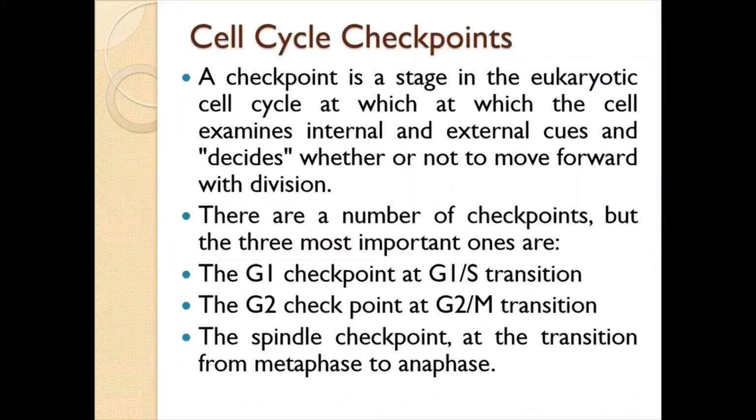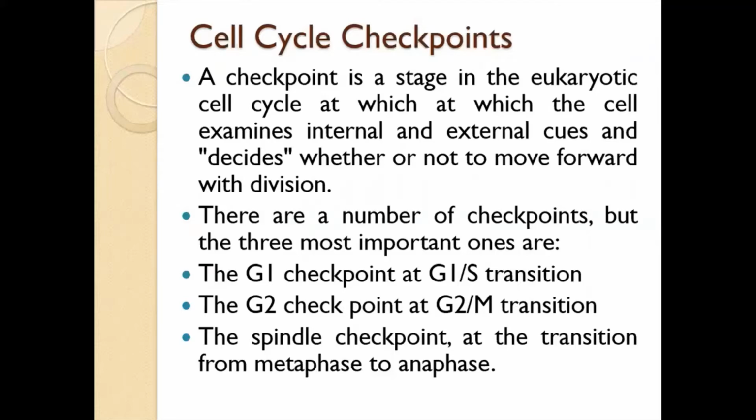So what are the different cell cycle checkpoints? A checkpoint is a stage in the eukaryotic cell cycle at which the cell examines internal and external cues and decides whether or not to move forward with division. It's a particular stage in the eukaryotic cell cycle where the cell has to decide, based on its internal condition, whether it should move into the next phase of cell division. There are a number of checkpoints, but we will discuss the major three checkpoints, which are most important.